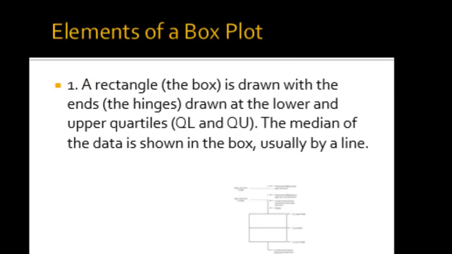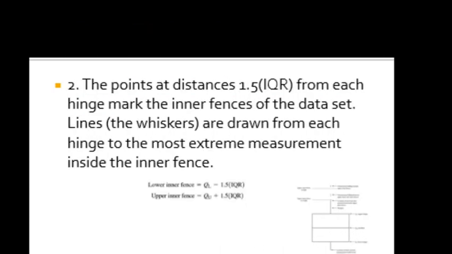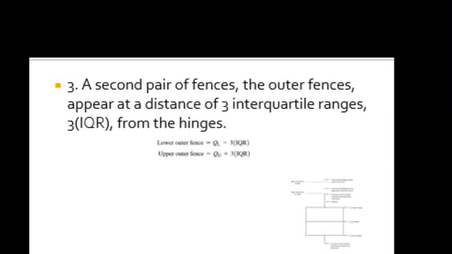Okay. Then to make the box plot, this is what we do. We start by making a rectangle here. The top of the rectangle is the upper quartile. This is the lower quartile, the bottom one. And in the middle is the median value. So that makes the box in the middle. Okay. Then we mark the points 1.5 IQR on each side. So this is called the lower fence, which is QL minus 1.5 IQR. On the upper side, this point is called the upper inner fence, which is QU plus 1.5 IQR.